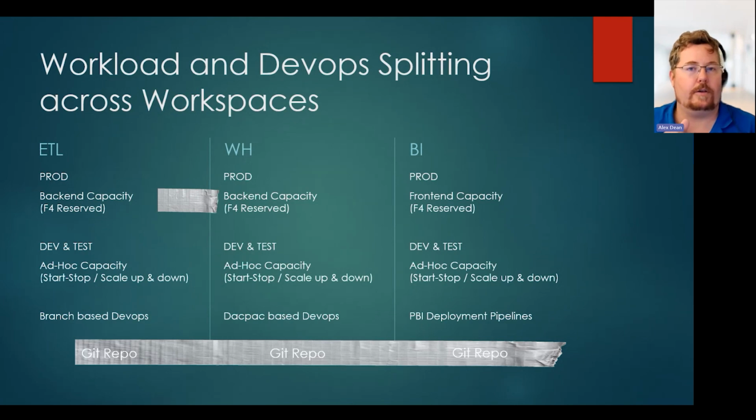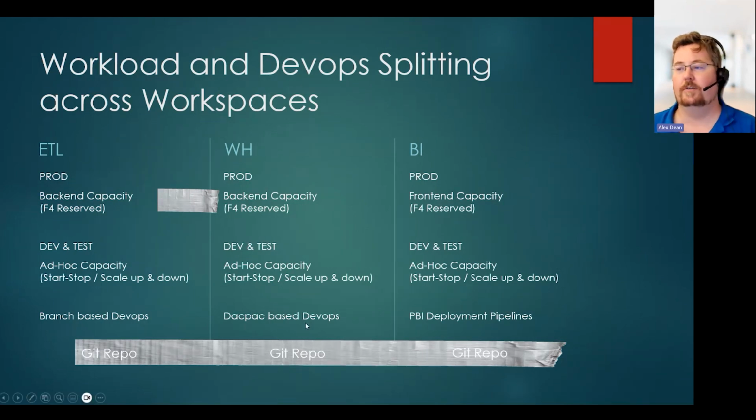You don't have to have a capacity per workspace. You can have 10 workspaces hooked up to one capacity. So here we've got 2, ETL and warehouse on one, and then the front end on the other. But here, this is for prod. This is my production workload.